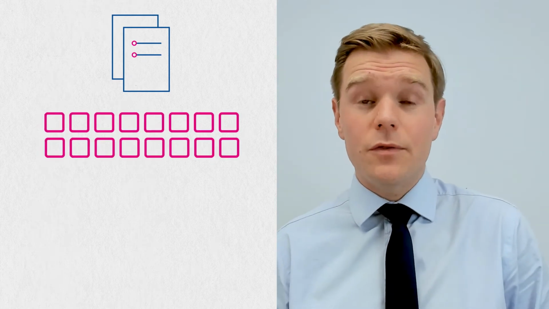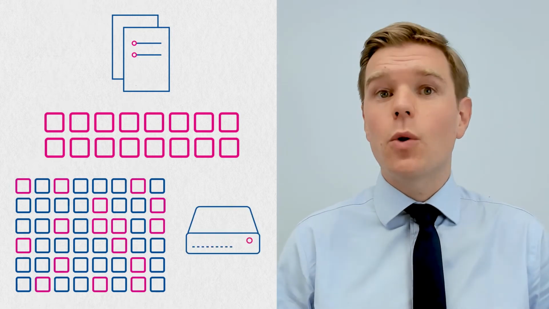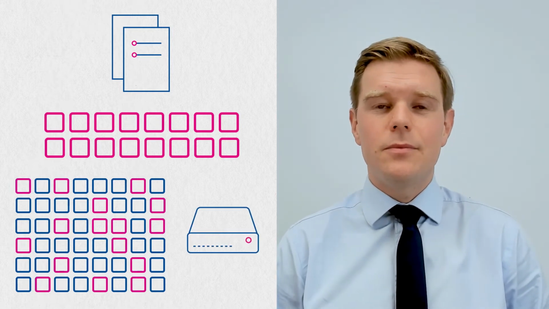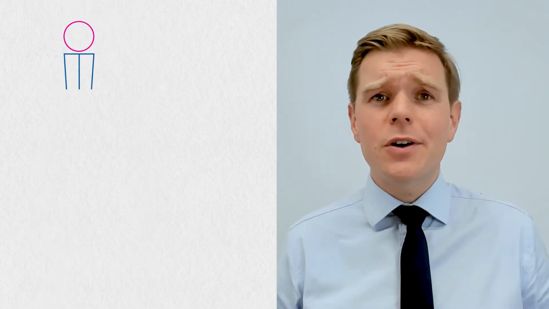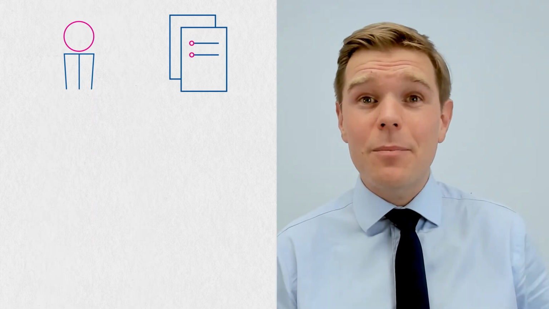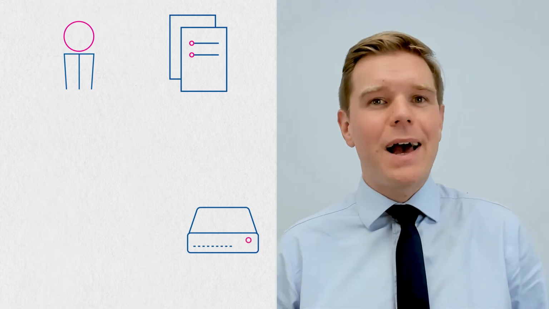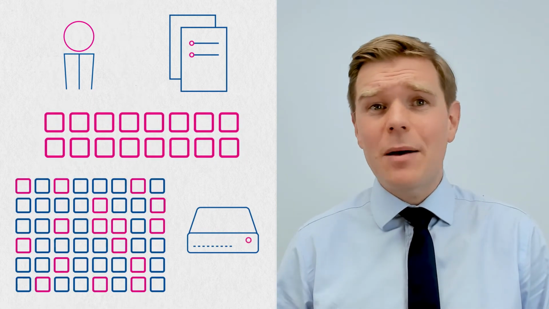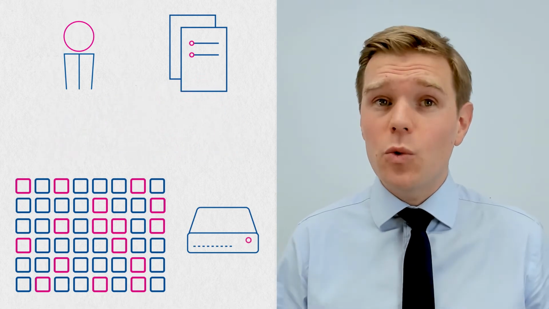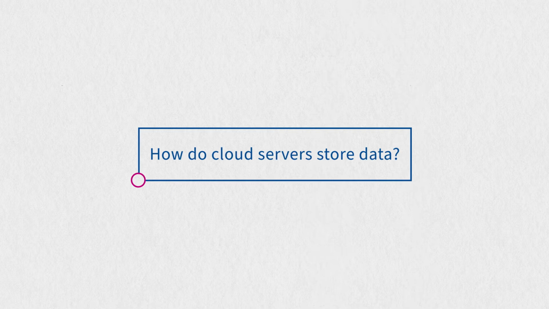Let's start with a simple example like a Word document. The file consists of little blocks of data, and these little blocks are stored in different places on your local storage device. Of course, as a user, you don't need to know that. You just see the file icon and the file name, which you can click on. In the background, your operating system then manages the underlying data, reassembling the data blocks and presenting you with the document. So how do cloud servers store data?